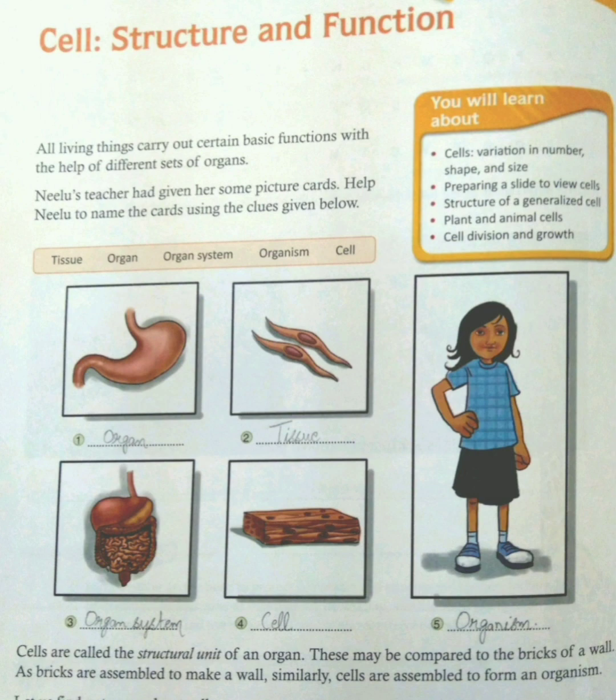You can say that just like a wall is made up of bricks, in the same way an organism is made up of cells. So all the cells assemble together to form an organism. One single cell gives rise to tissue. Tissue is a collection of cells. A collection of tissues forms an organ, a collection of organs forms an organ system, and a collection of organ systems forms an organism.